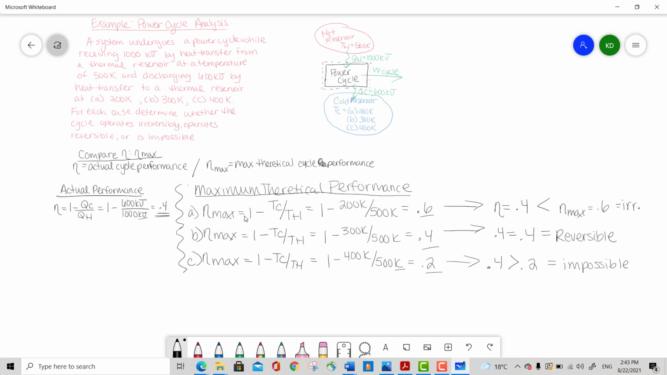And then when we have 0.6 as our maximum theoretical performance, and our actual performance is 0.4, then that's irreversible. We know that that is possible, right? So we know that our actual performance is less than our maximum theoretical performance. Because we are less than that in terms of performance, we know that that is irreversible, because everything that's not reversible is either irreversible or impossible.